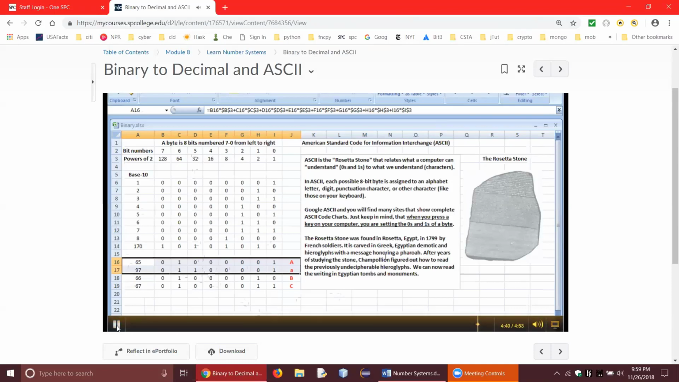Okay, but here's a little bit about the Rosetta Stone. It was found in the desert, and prior to... Yeah, I'll let you read that. But that's basically it for binary, and that's why we need to know binary.